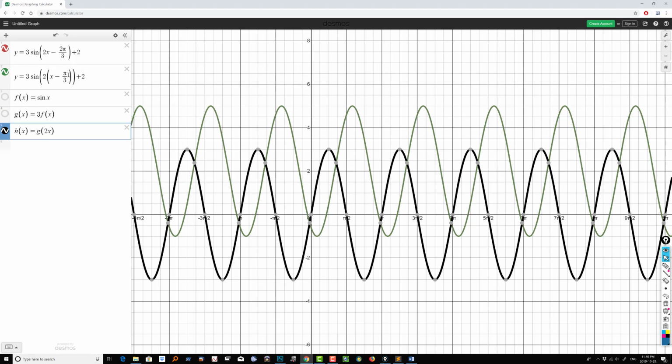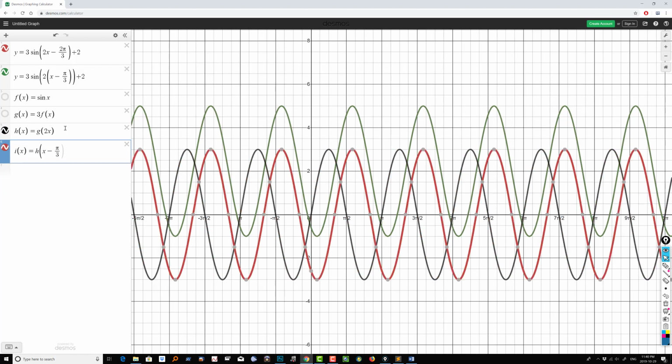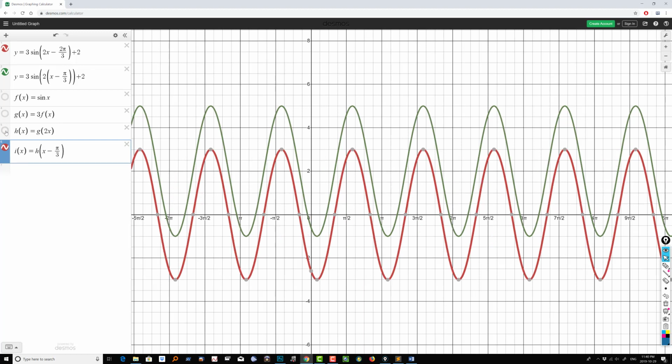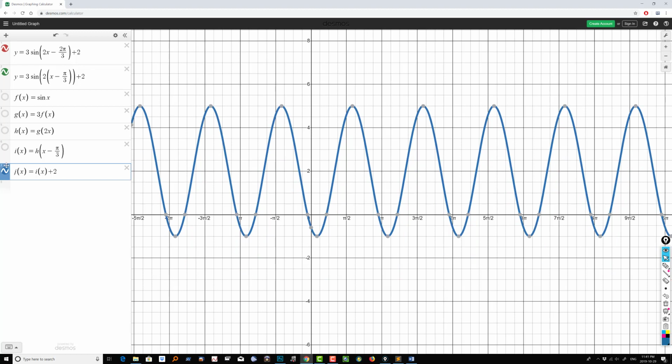And now finally, we're going to deal with the shifts. We'll say i of x is equal to h of x minus pi over 3, which means pi over 3 to the right. So slowly but surely, we're getting towards the final answer here. And finally, we're going to add plus 2. So we'll say j of x is equal to the previous function, which is i of x, plus 2.